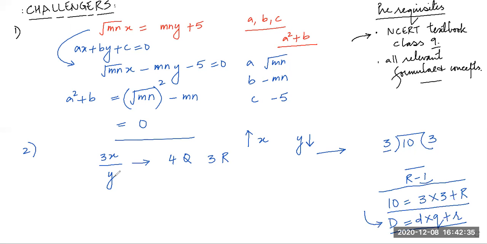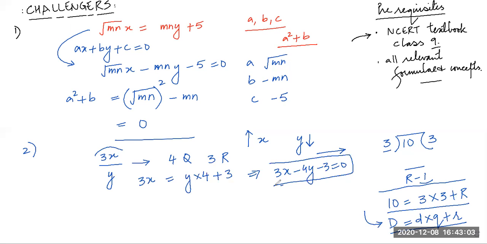So 3x is being divided by y. That means 3x is the dividend. 3x is equal to y into, what is the quotient? Quotient is 4. So then it will be 4y plus 3. That's all. We got the equation. So this is 3x minus 4y minus 3 is equal to 0 in standard form, the first equation.